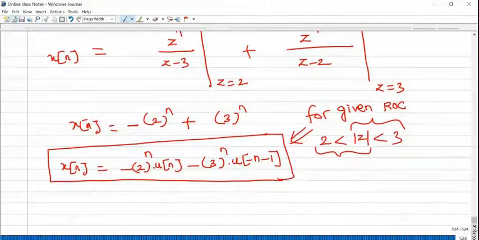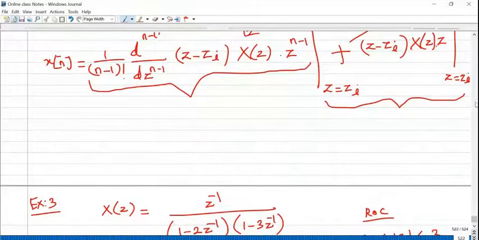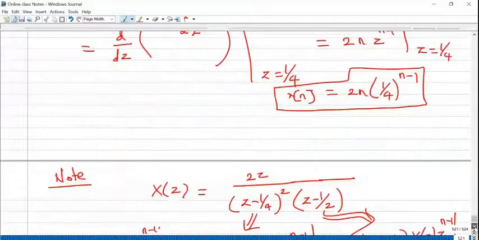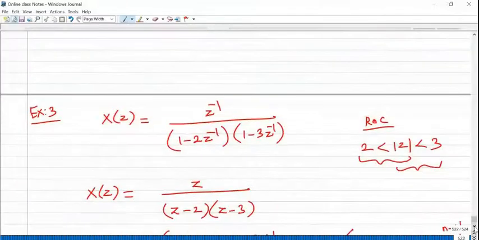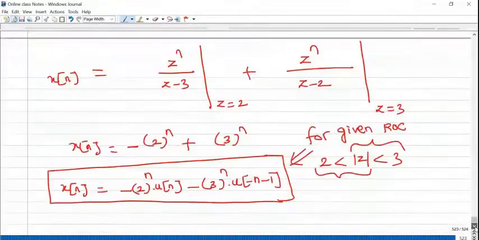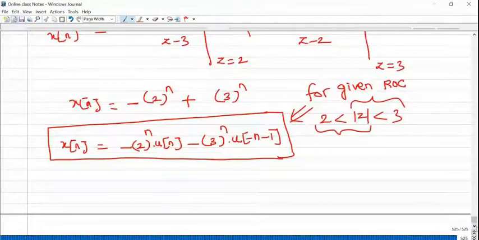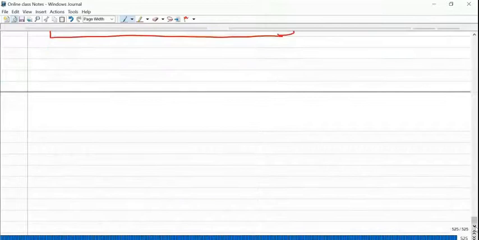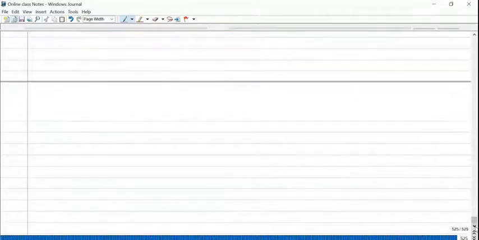So we have seen simple poles, multiplicity more than one, combination with simple poles, and how to solve for order 2. In order 3 also you have to follow the same procedure, and you have to do the differentiation 2 times. So I'll check whether any problems are there for order 3.